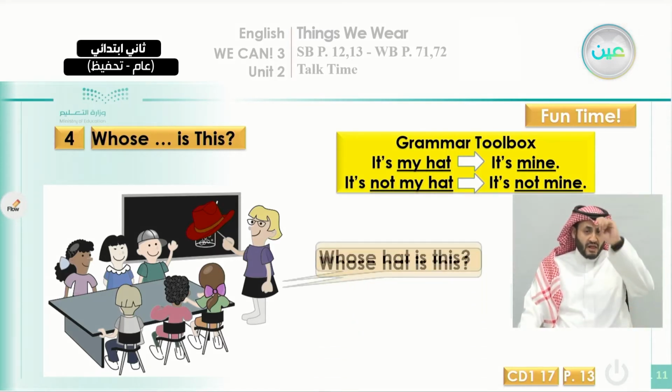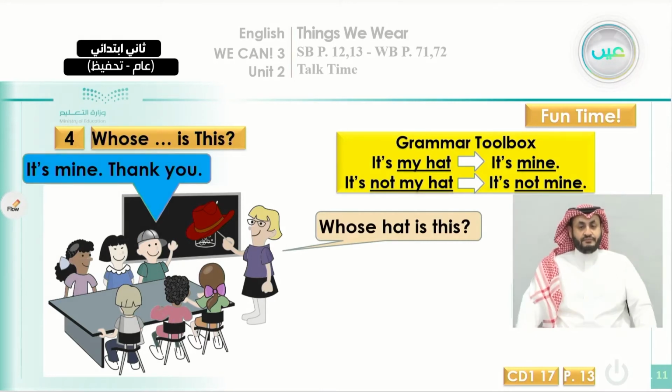Whose hat is this? It's mine. Thank you.